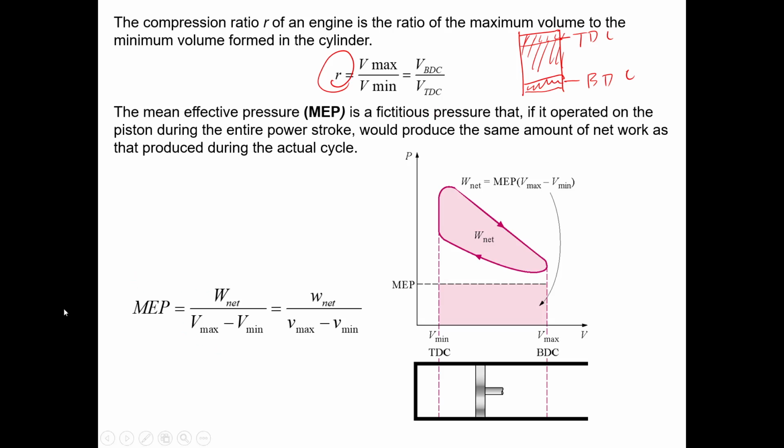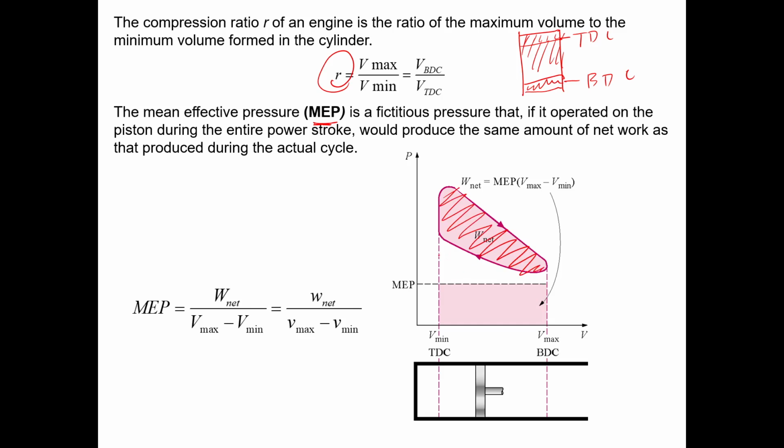Then there's another term we call mean effective pressure. Mean effective pressure is the pressure that is equal to the net work that we can get from a particular cycle. Let me explain. Let's say we have a PV diagram and this is a particular cycle. We have a cycle and this is the net amount of work, W net, we can obtain from that cycle.